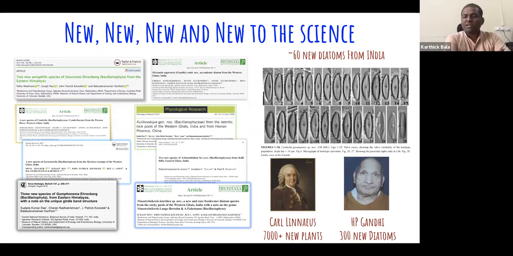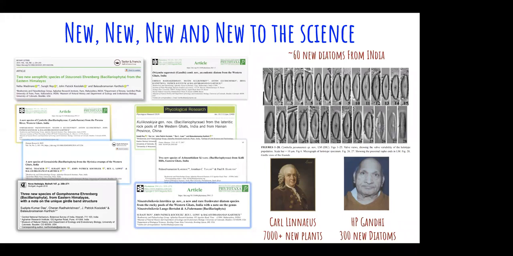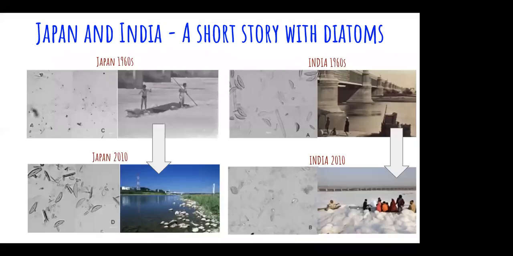Talking about describing species, the man who brought the binomial nomenclature described around 7,000 new plants. And in terms of diatoms, H.P. Gandhi described 300 new diatoms from different parts of India, particularly. So I mentioned about restoring the river.